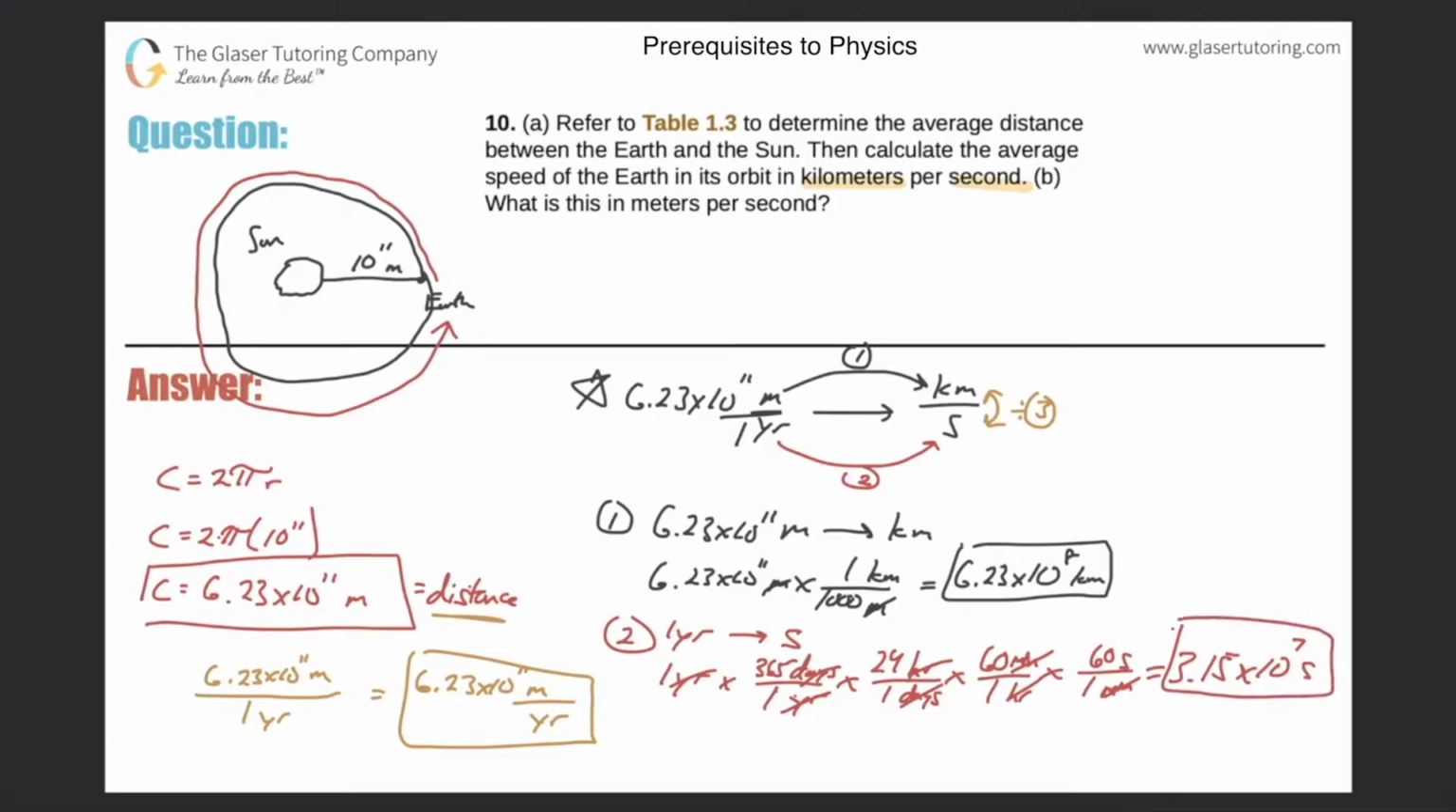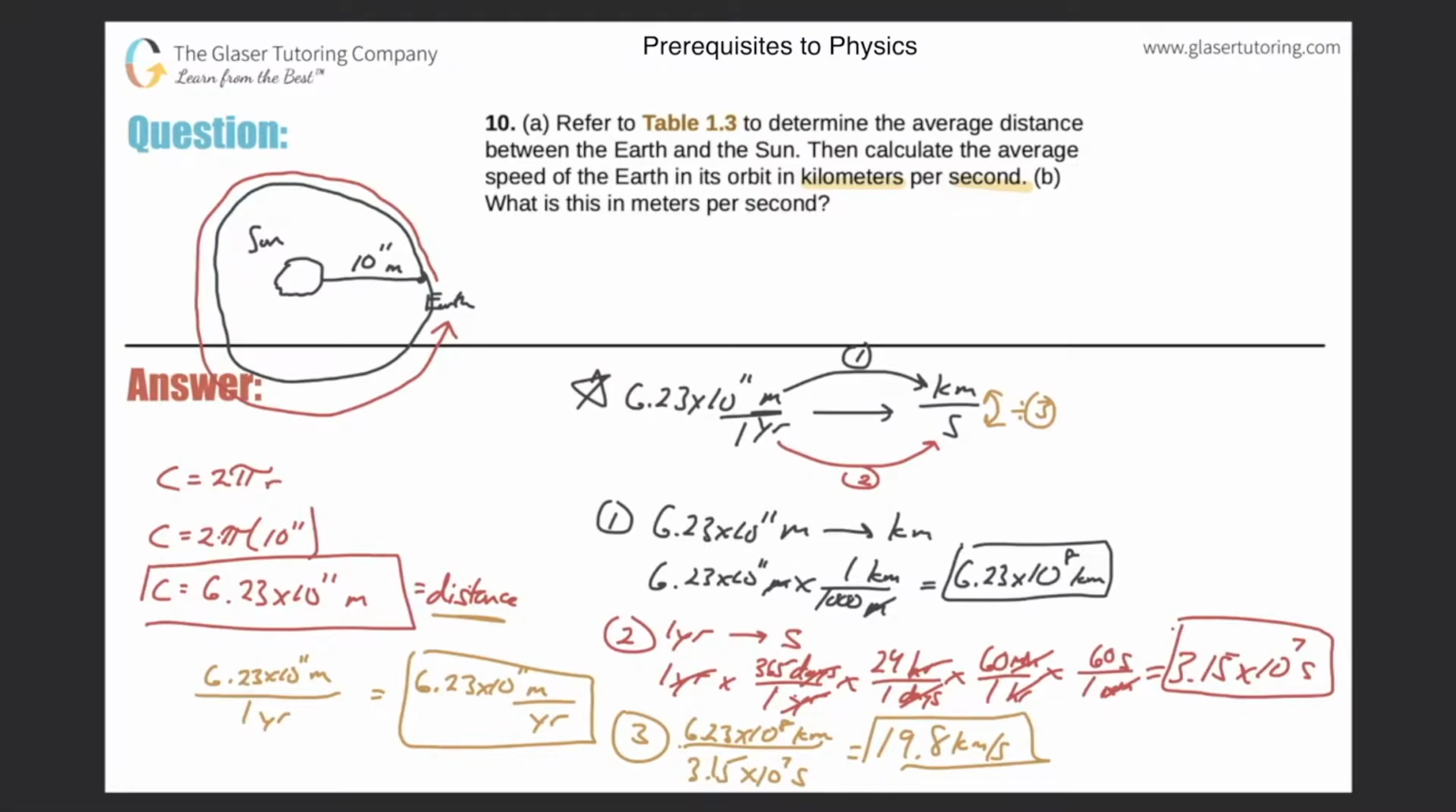Okay, great. Now all we have to do is simply take the answer to part 1, 6.23 times 10 raised to the 8 kilometers, and divide that by 3.15 times 10 raised to the 7 seconds. And when I do this, I will now find kilometers per second. So let me plug that into the calculator. This comes out to about 19.8 kilometers per second. Okay, that would now be the answer to part A. So that's the rate in kilometers per second.